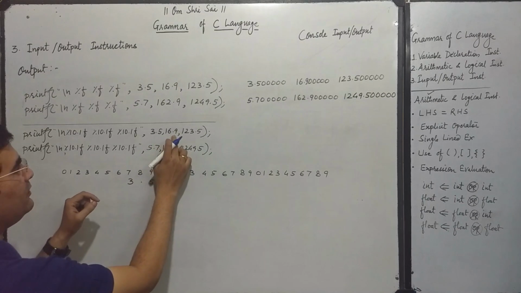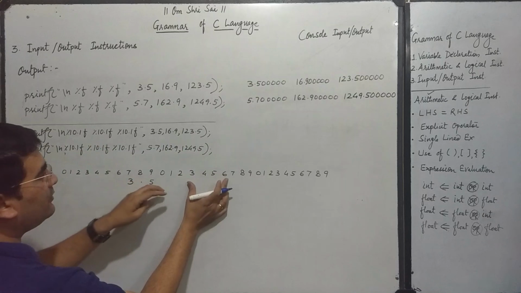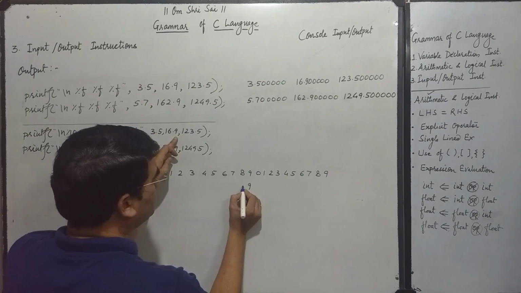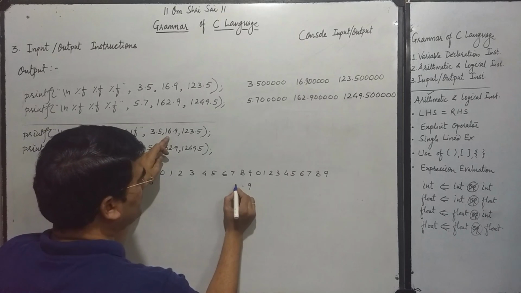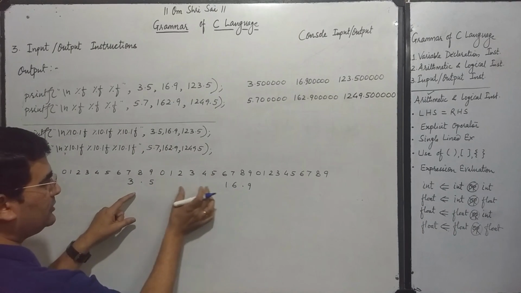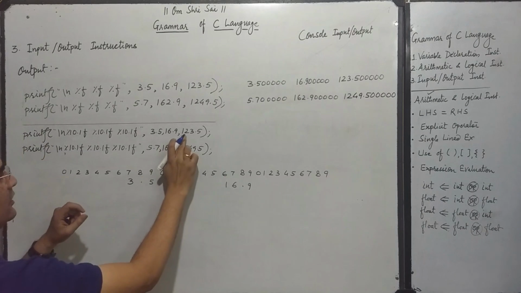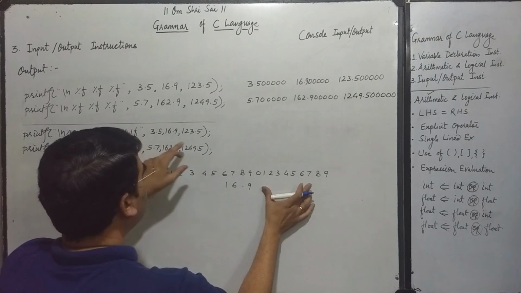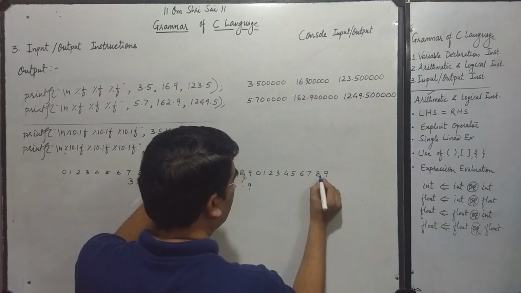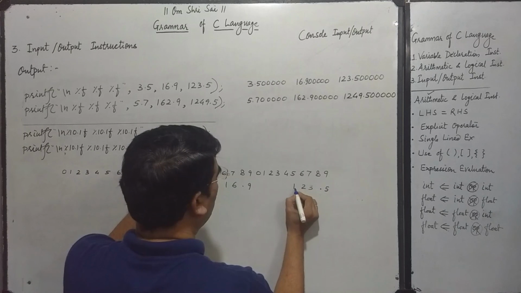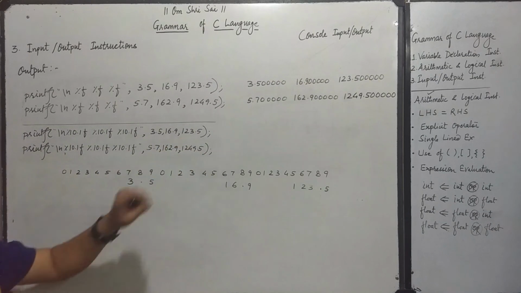Second data is 16.9. 16.9 means 9 will start from here. This is point, then this is 6, and this is 1. This will be 16.9. This space will be empty. And then 123.5. Again 10 places. These are the 10 places. This is 5, then point, then 3, 2, 1. And this place will remain empty.